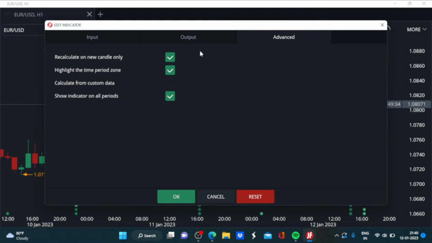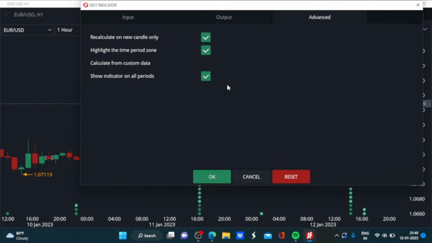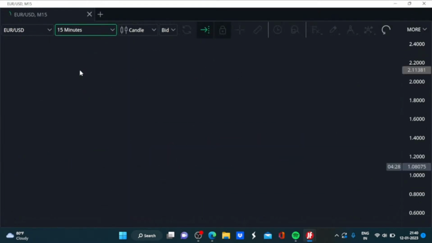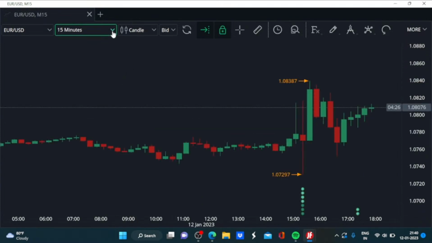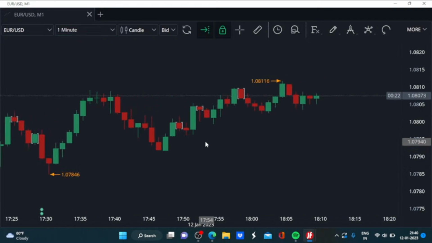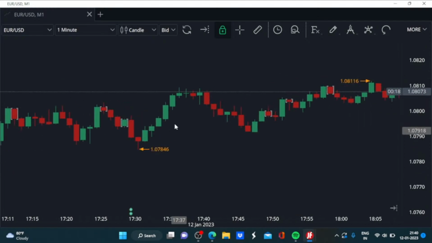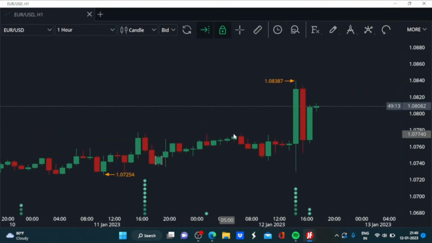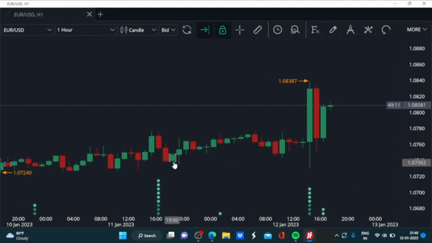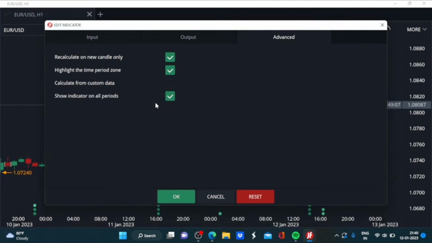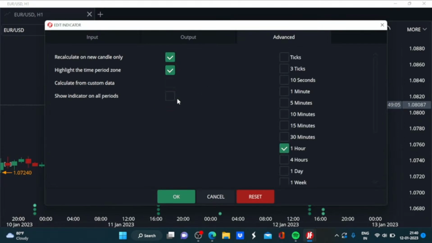Show indicator on all the grids, so if you want this pattern to be available to you whenever you change the candle period, you can go for it. So whatever is your candle period, 1 minute, 10 seconds, this formation will be recognized on the chart whenever you change your chart's candle period. But if you have multiple indicators running on different time frames and you don't really want the chart to look too cluttered, then you can define on which particular candle period you want this formation to be available.